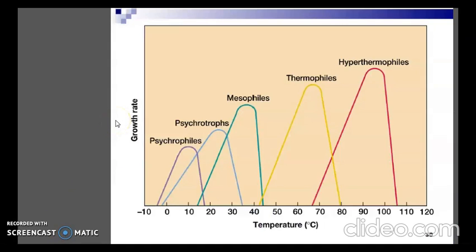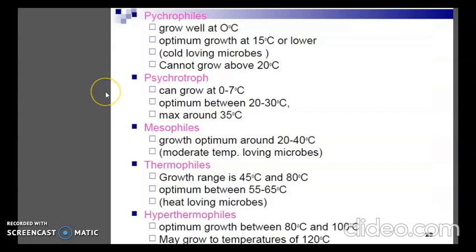Based on their tolerance to temperature, microorganisms can be categorized as psychrophiles, psychrotrophs, mesophiles, thermophiles, and hyperthermophiles. Psychrophiles grow well at 0 degrees Celsius and their optimum growth is at 15 degrees Celsius or lower. They are cold loving microbes and they cannot grow above 20 degrees Celsius. Psychrotrophs or facultative psychrophiles can grow at 0 to 7 degrees Celsius, with the optimum between 20 to 30 degrees Celsius and the maximum around 35 degrees Celsius.